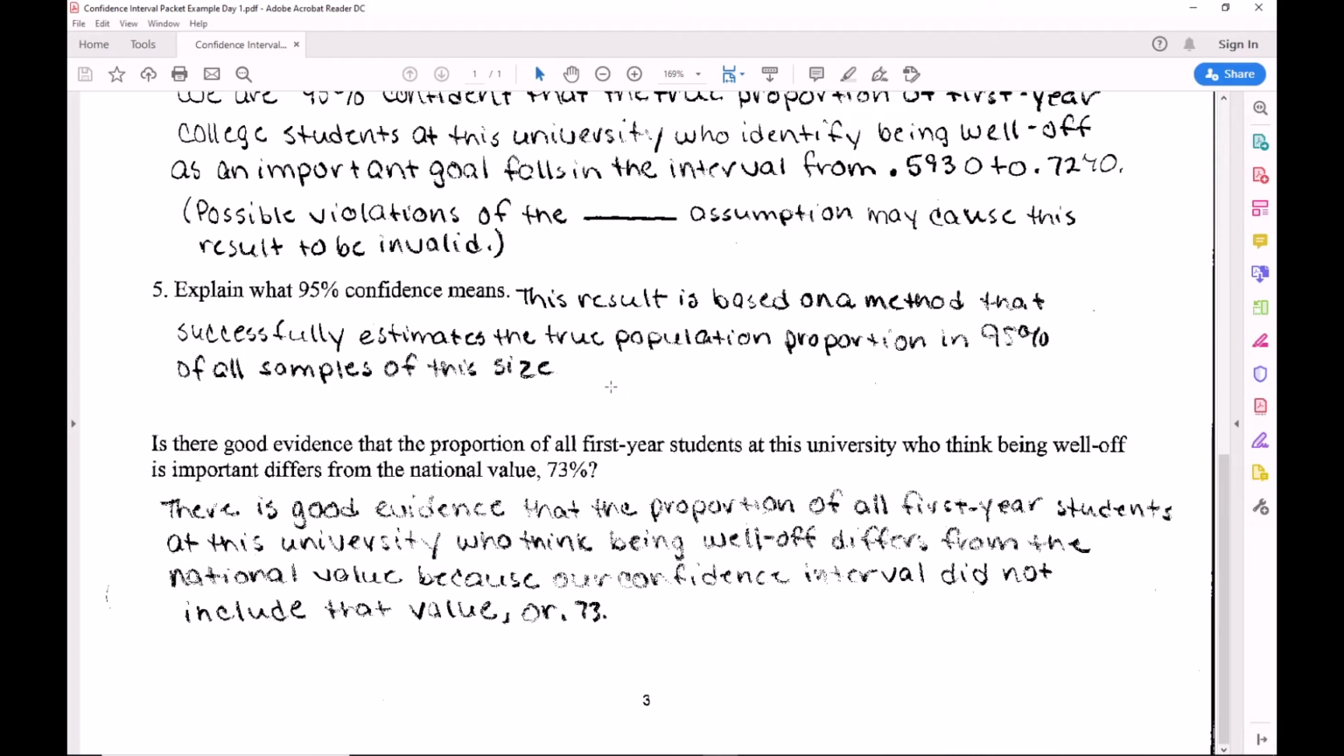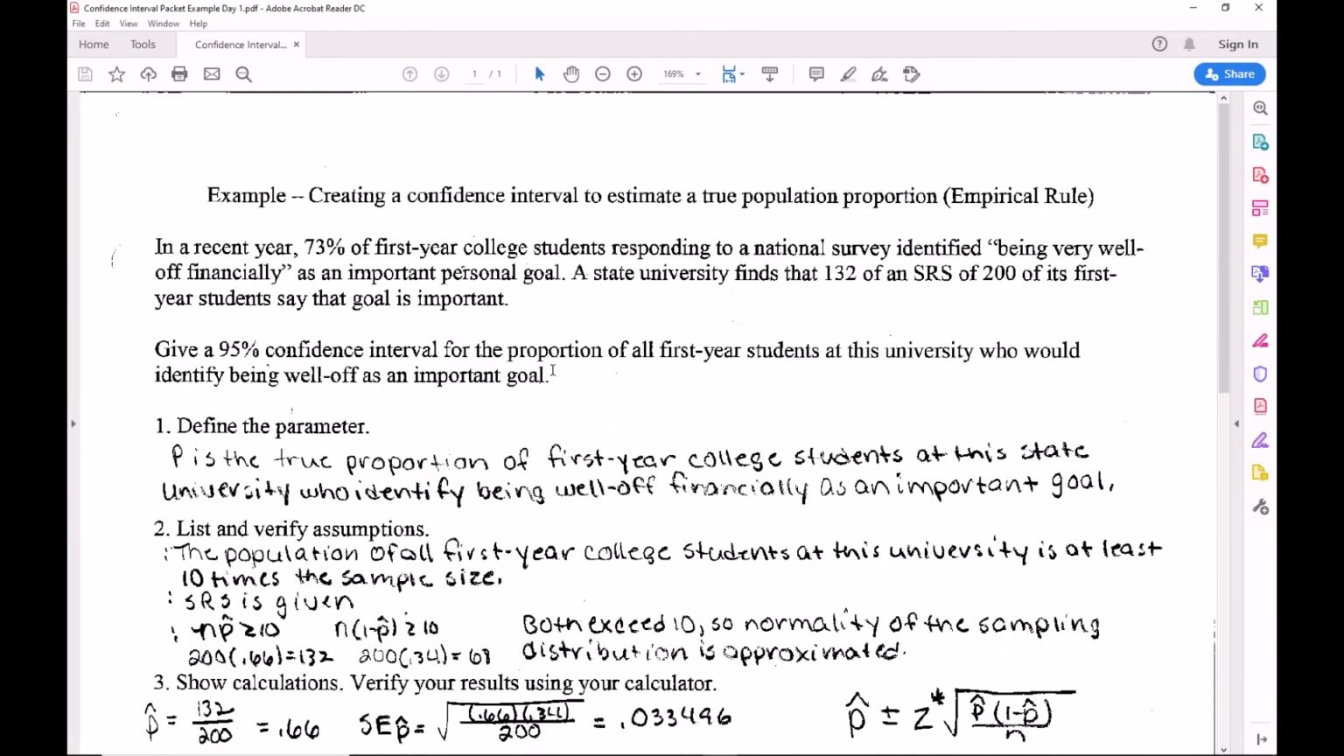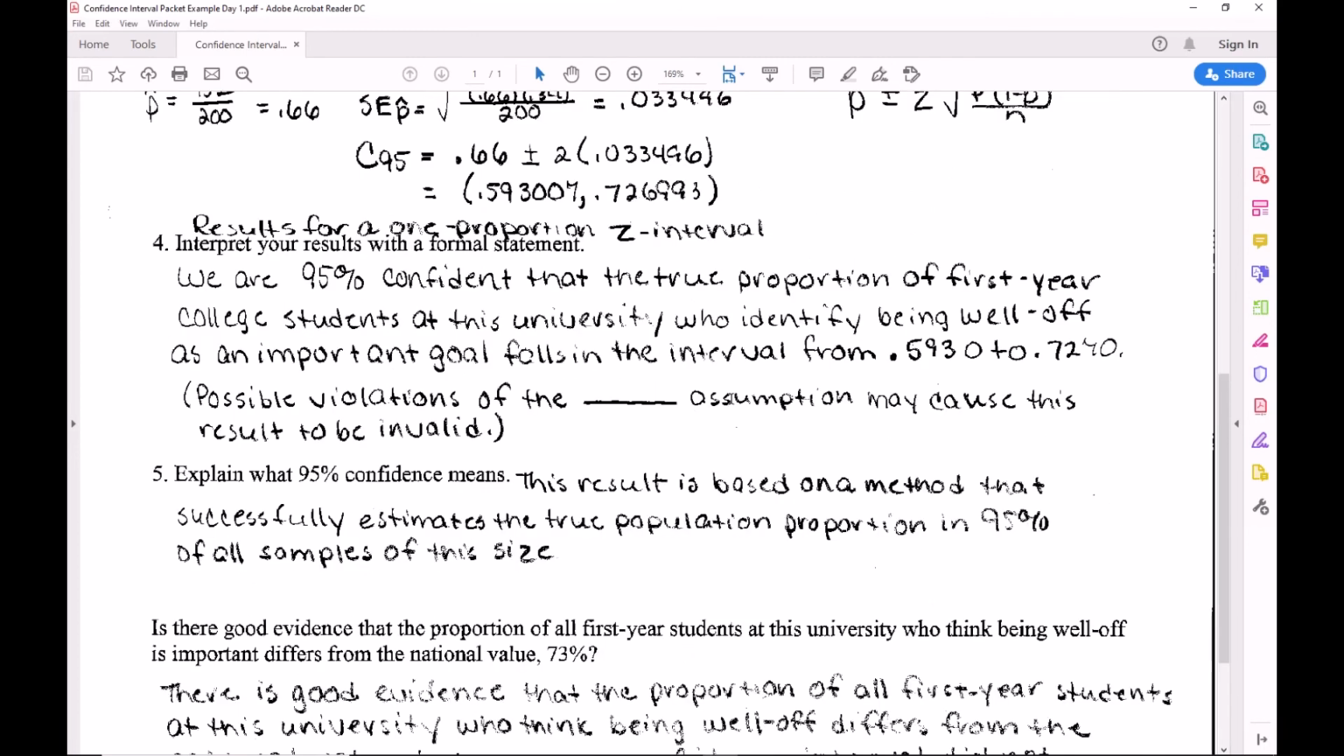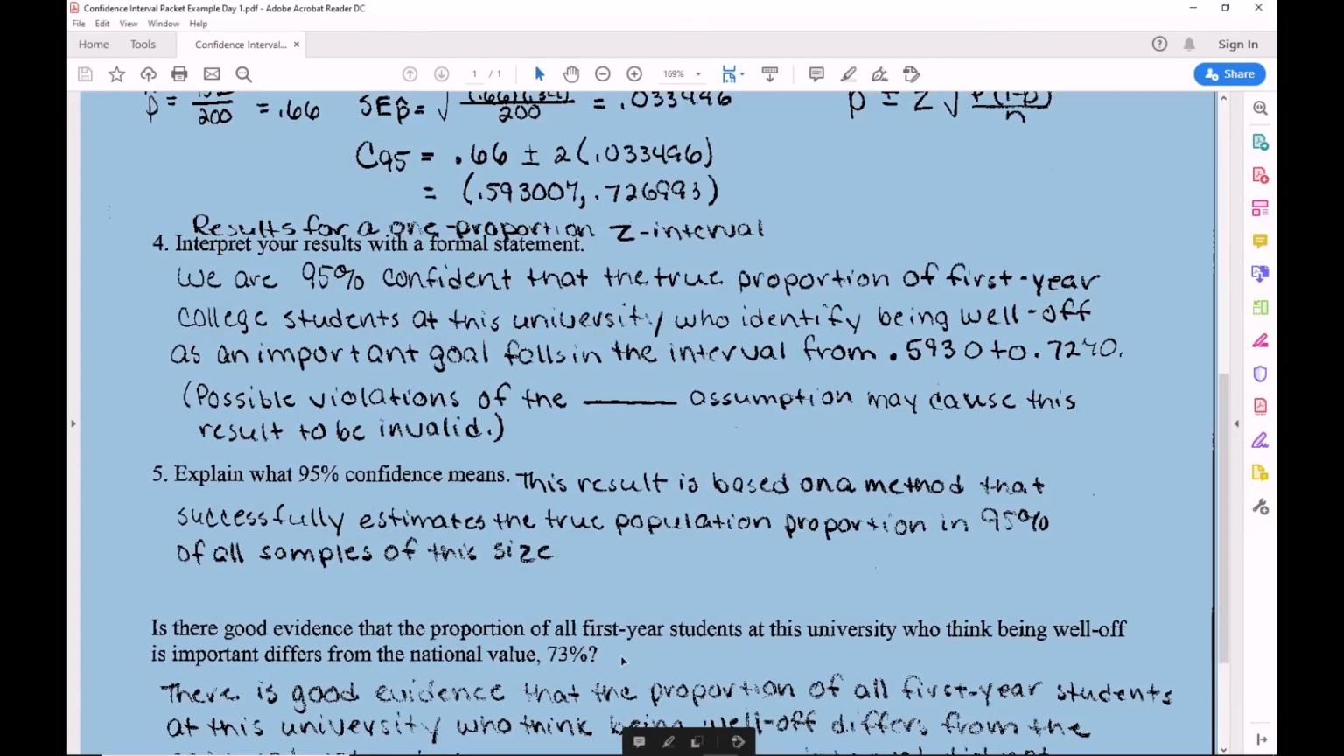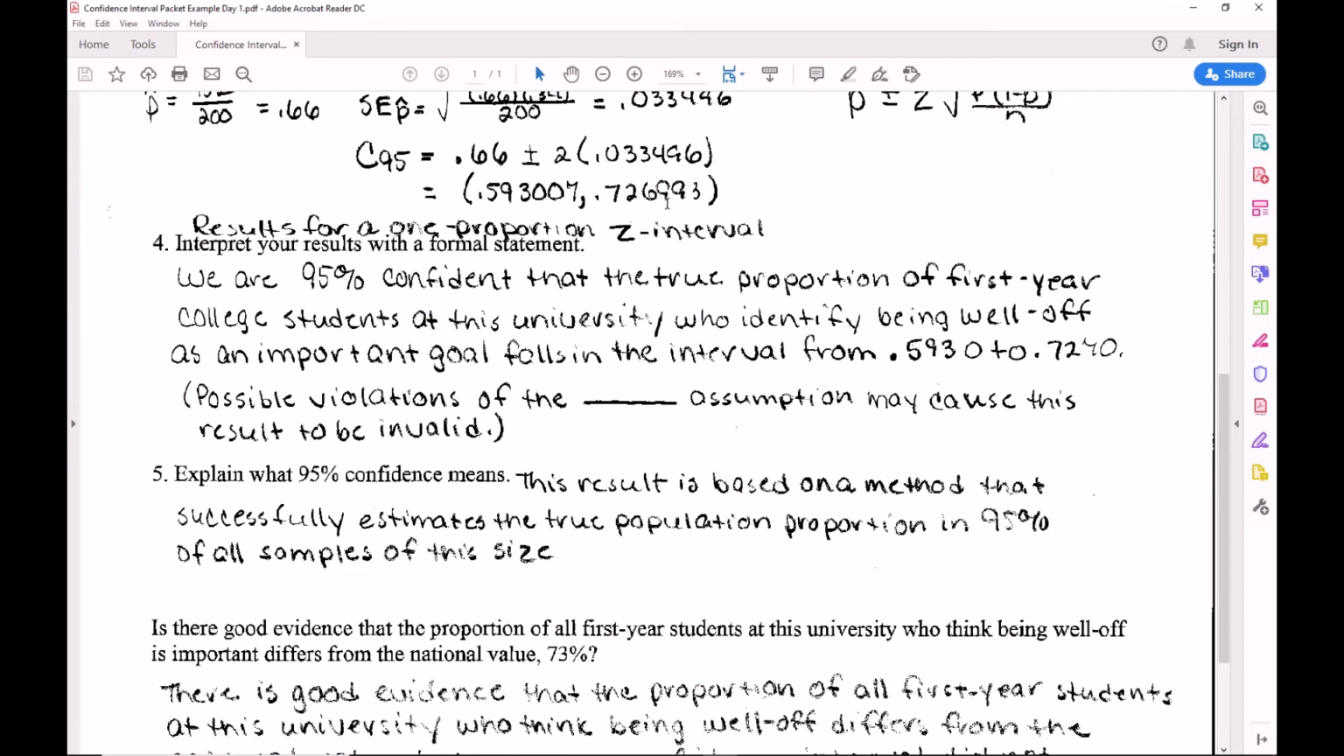So we're down to one more question, and this is just a separate question referring all the way back up here to that national survey and the 73% response that people are saying being very well off financially is an important personal goal. Well, here's what they're doing, and this is, I think, in many ways the most fascinating question of all of them. All right, look at your interval, basically 0.59 to 0.7269, right? Did you manage to capture 0.73, right? Well, you fell a little short. The high end is below that value. So the low end is clearly below it too.